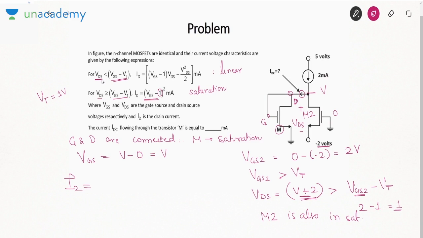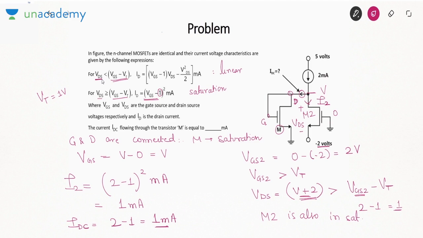From here I can calculate the current of the second transistor, I2. We will use the saturation region equation. So VGS minus VT is 2 minus 1, and the current is equal to 1 milliampere. This is the second current I2, the current in the second transistor. Just by KCL you can say IDC is 2 minus 1 equal to 1 milliampere. Is my point clear to you guys? What I was telling is you cannot directly solve for M because the VGS is variable here. It is not known. So I started with the second transistor. We knew the value of VGS and I found its current. Once I found its current, I applied KCL to find the current of the first transistor. That is how we solved this problem.